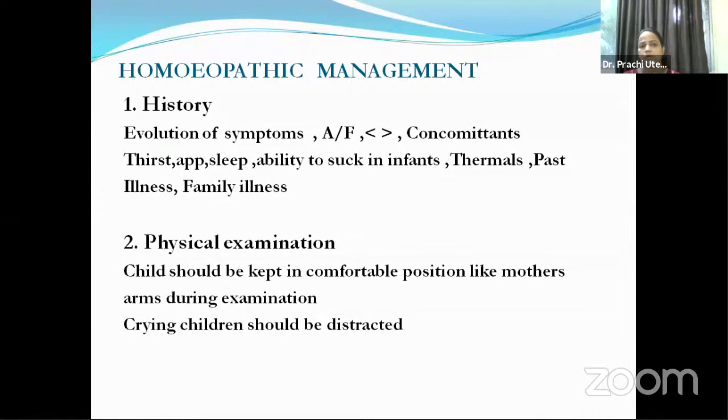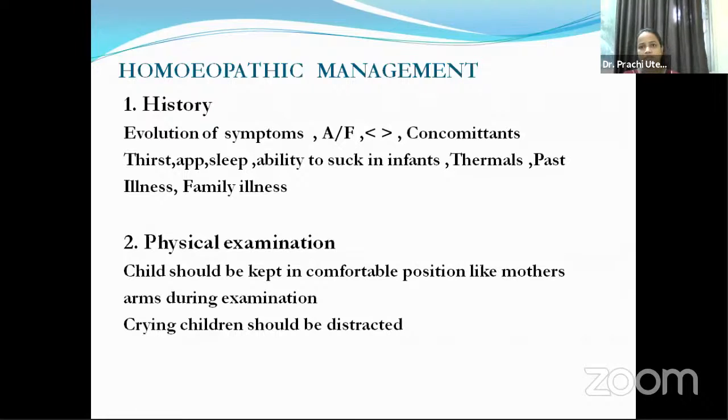That is, we need to inquire about the thirst, appetite, sleep, and ability to suck in infants, and hormones, and past illness and family illness. So, this is regarding the history. Second is physical examination. The child should be thoroughly examined and kept in a comfortable position.